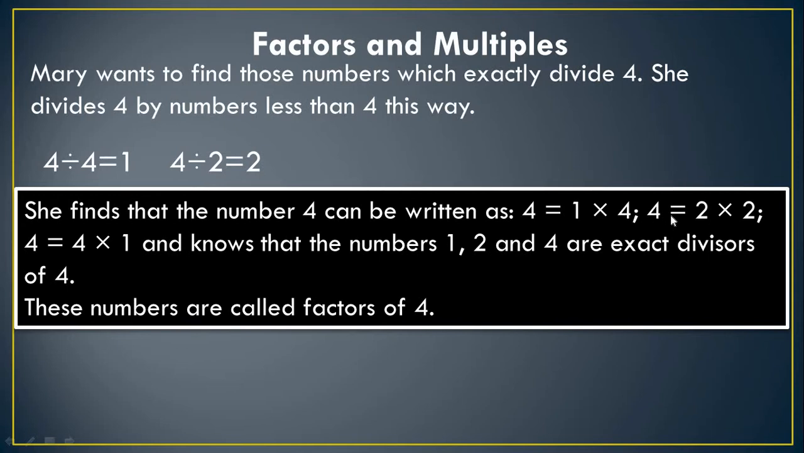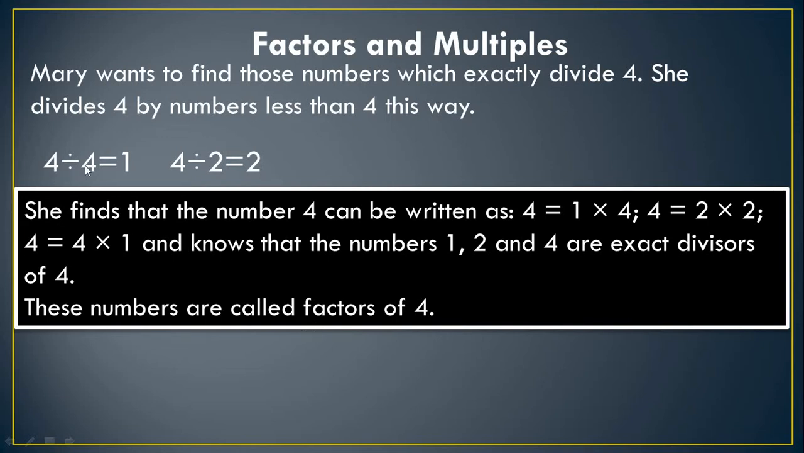So 4 can also be written as 2 into 2, because if you divide by 2, you will get the quotient 2 and the divisor is 2. It can also be written as 4 into 1, which is nothing but 1 into 4. So we note that the numbers 1, 2 and 4 are the exact divisors of 4. So these numbers are called the factors of 4.